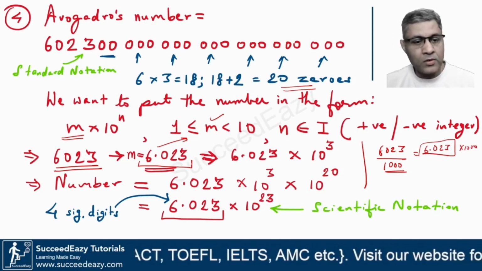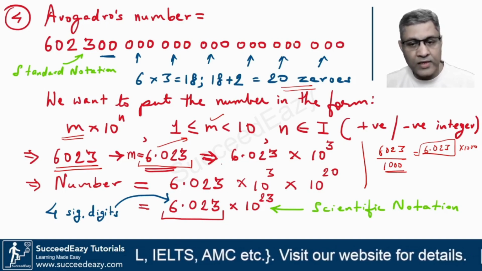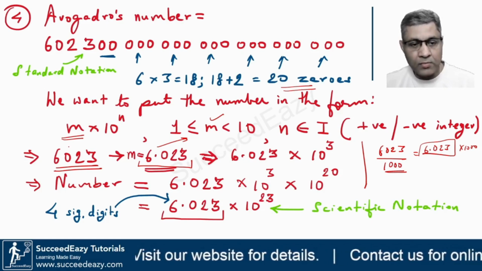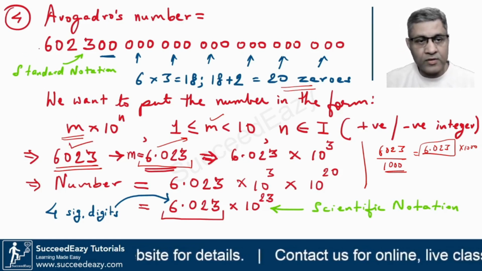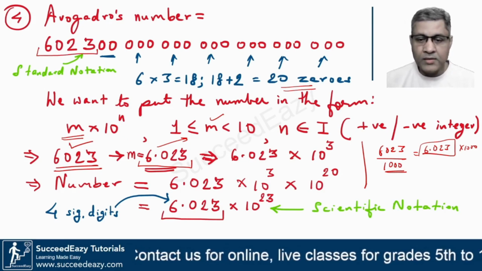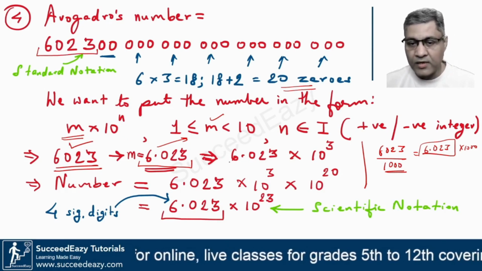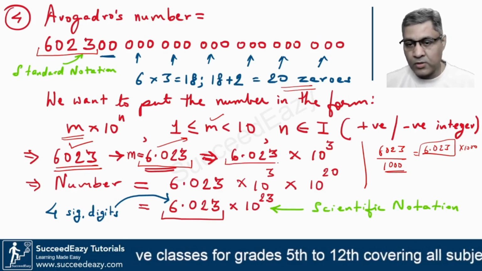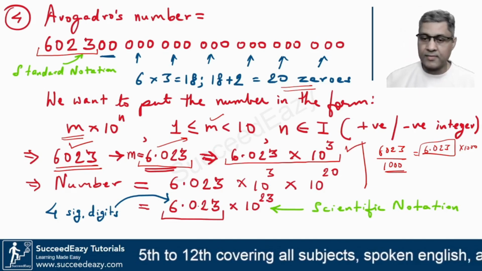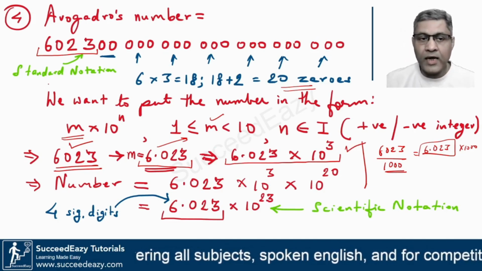So 6.023, or rather 6023, can be expressed as, not 6.023, please consider 6023, the first 4 digits from this number, Avogadro's number. 6023 can be conveniently represented as 6.023 into 10 to the power 3. Up to here, are we clear? I hope yes. Okay.